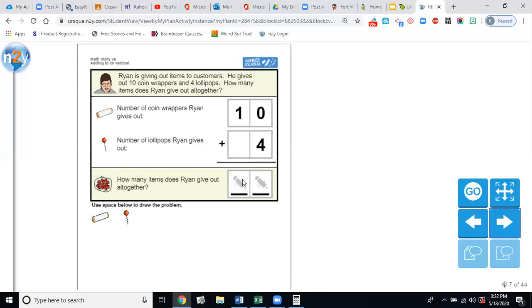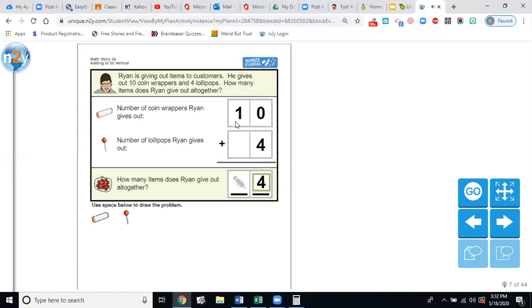Let's add. Okay, remember how to add double digits? Okay, we're going to start over here to the right. We're going to do this line first. So we're going to say 0 plus 4. 0 plus 4 is 4.